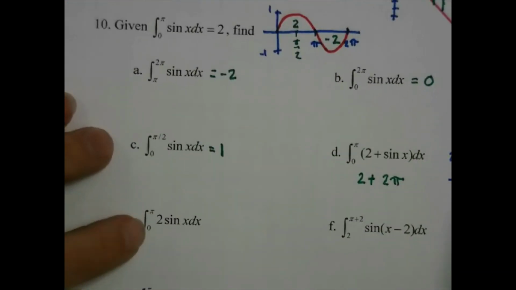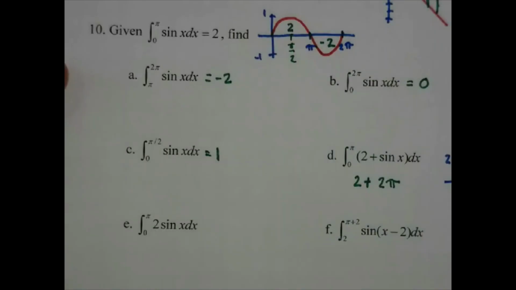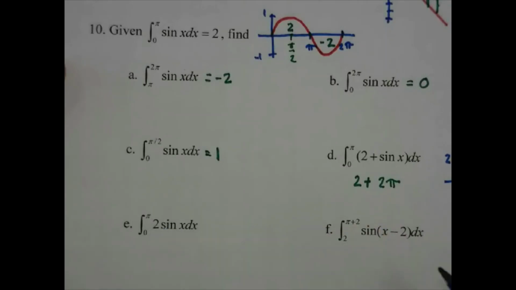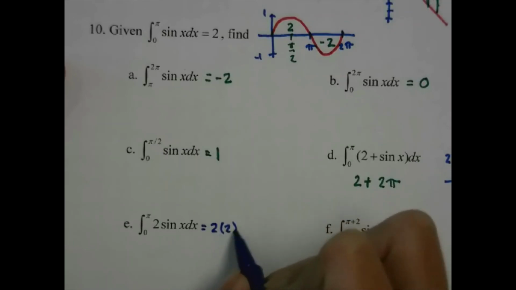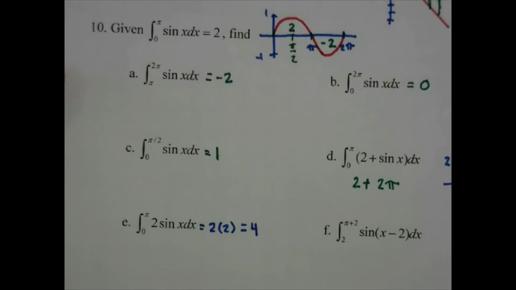Okay. The integral from 0 to 2 pi of 2 times sine of x. Graphically, it's going to change the amplitude. There is just a rule for integrals that if you're multiplying by a constant, you can pull that constant out. So this is going to be 2 times 2, which is 4.